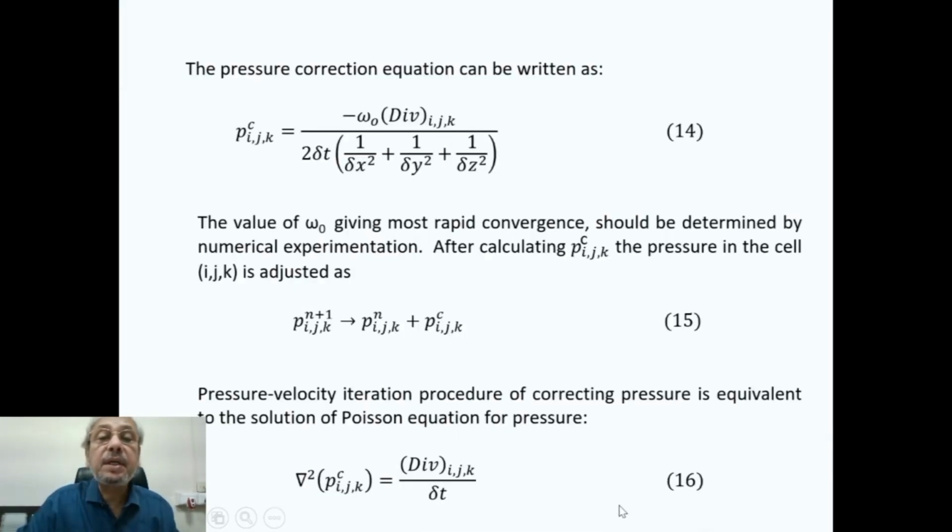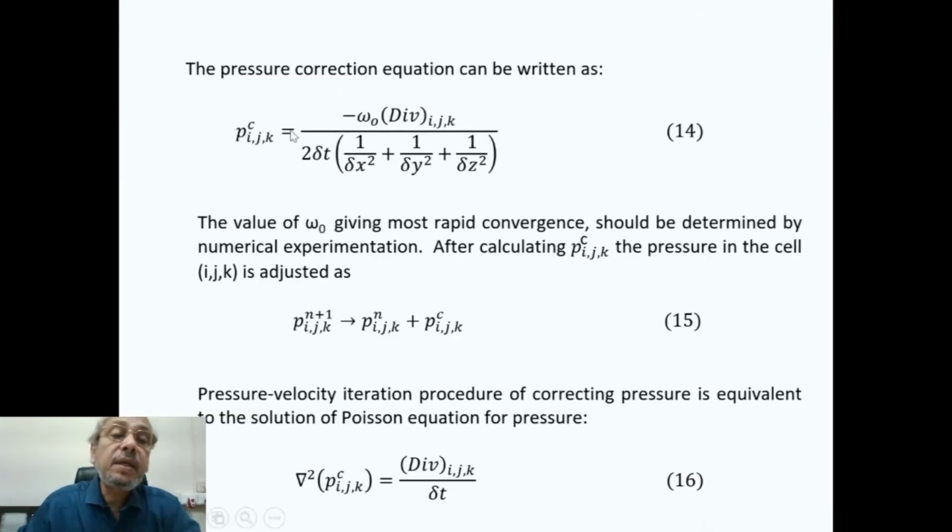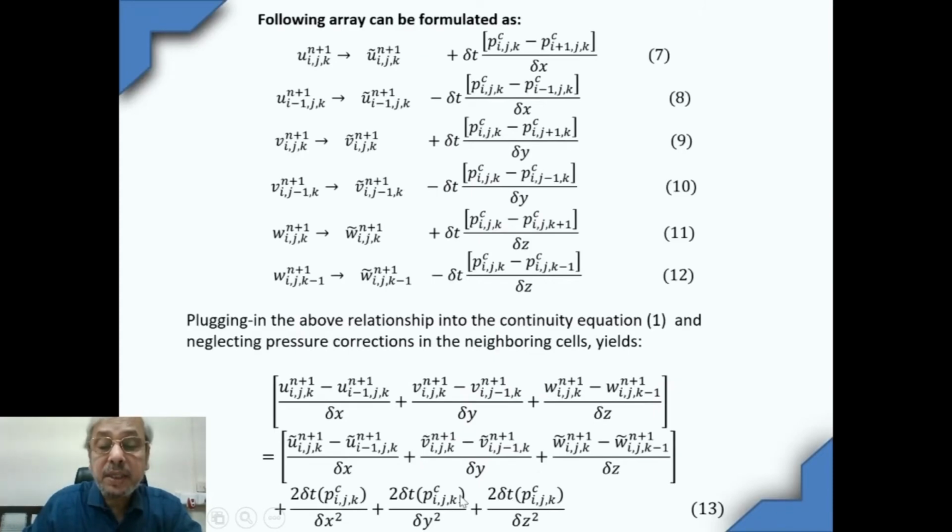And from equation 13, deliberately we neglected. You can also sense why we neglected: to get rid of implicitness, so that we get an explicit expression for pressure correction. So from equation 13, we get the pressure correction at ijk. I'm going back again. At ijk, you can see, ideally this is 0, and this is non-zero.